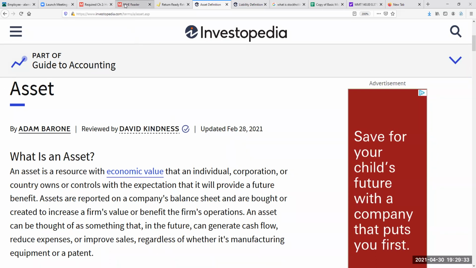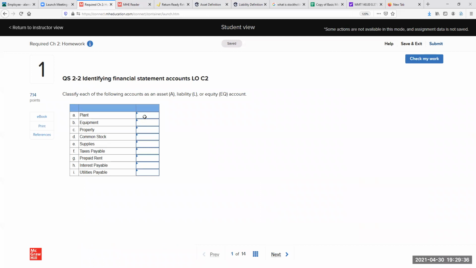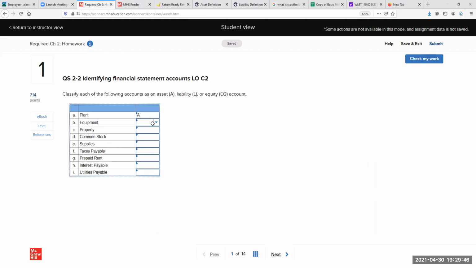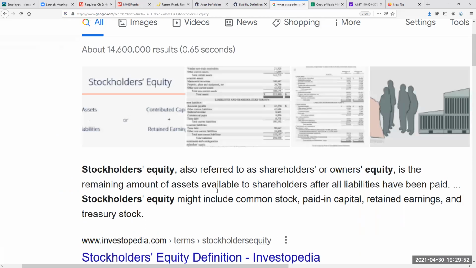So the first one, a plant is an asset. Equipment, remember, provides future benefit. That's an asset. What's common stock? Well, that's equity. Stockholders' equity, also referred to as shareholders' or owner's equity, is the remaining amount of assets available to shareholders after all the liabilities have been paid.